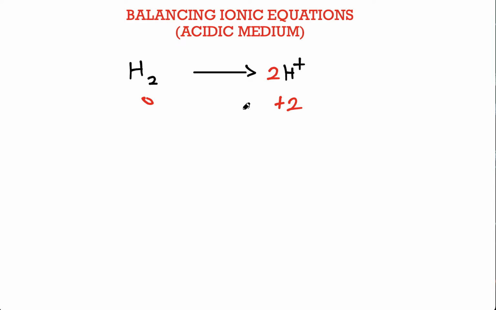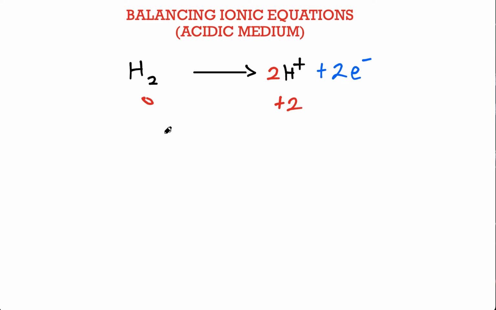So how do we go about that? You find the difference in the charge that both of them have. This is 0 here, this is plus 2. So the difference is 2, and that implies that I will need 2 electrons to balance this equation. So plus 2 electrons. And if you look at it now, this equation is both atomically and ionically balanced.